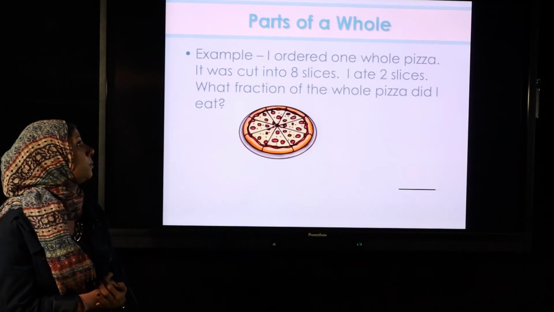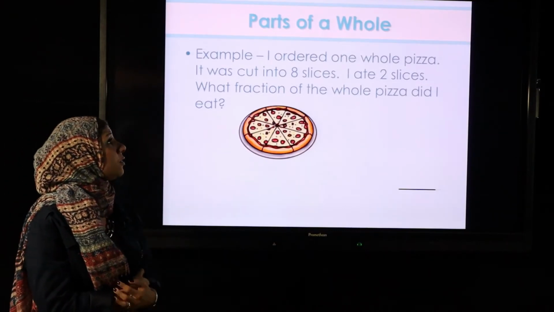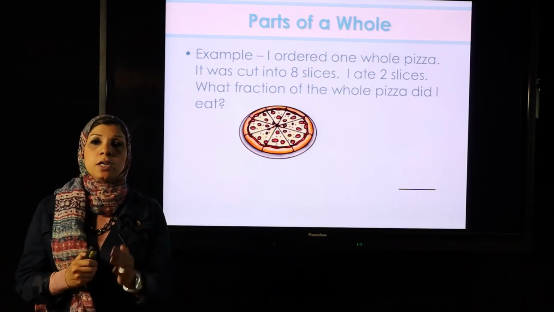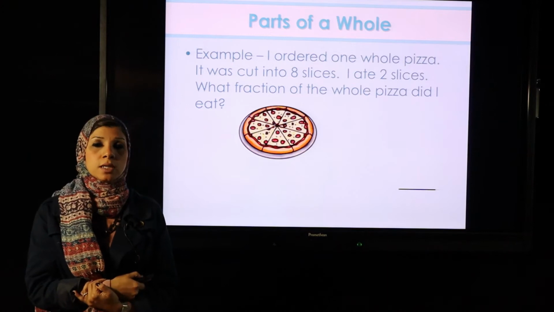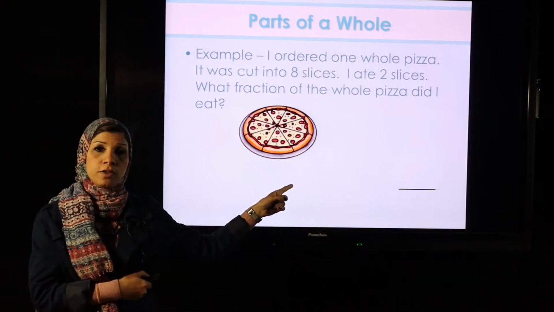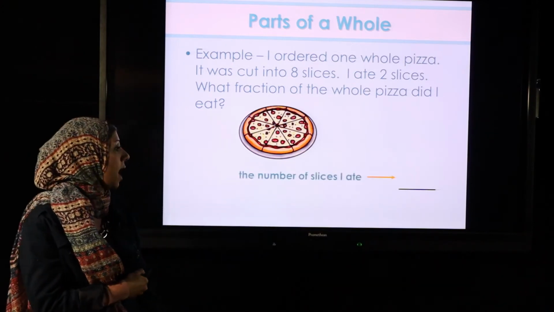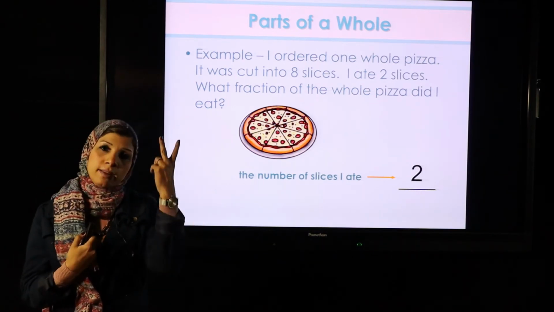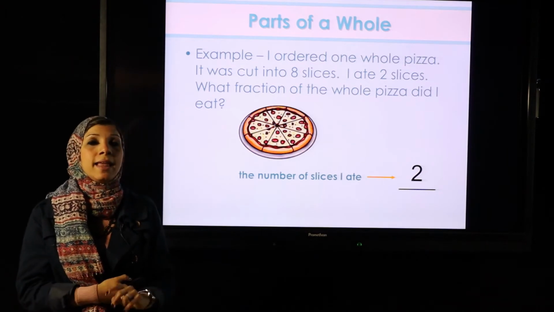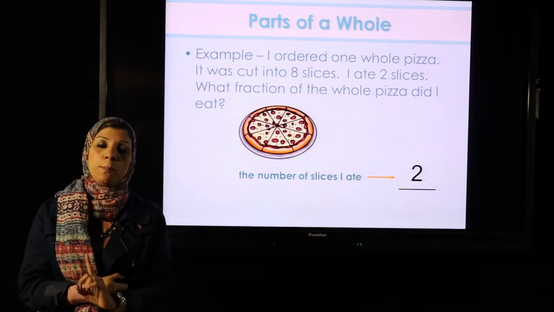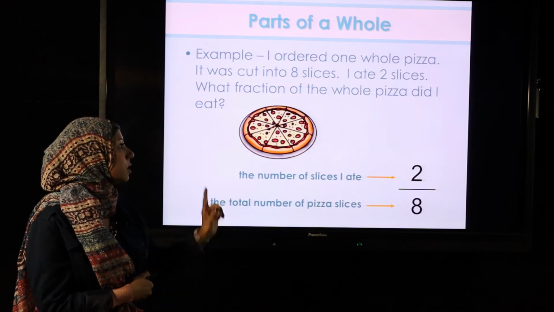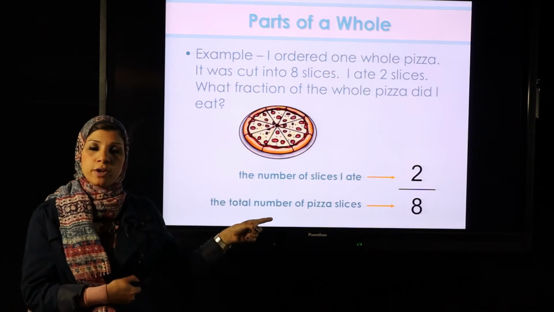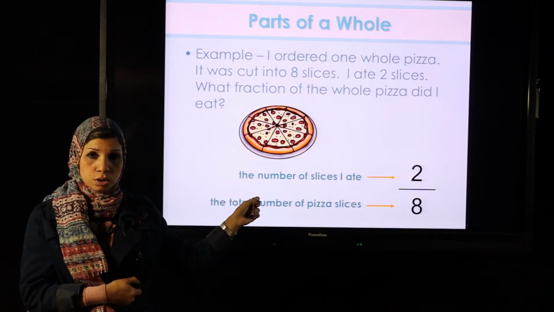In another example, we have the parts of a whole. You have a whole pizza divided into many parts. You have to put the sign of the fraction, and we count how many slices I ate. I ate only 2, so we can write 2 in the numerator part. And how many parts are in the whole pizza? I will count all the parts, and we will get 8. So how can we write or read 2/8?